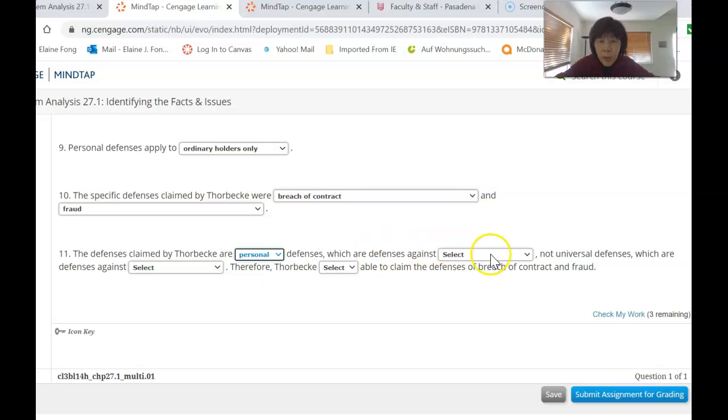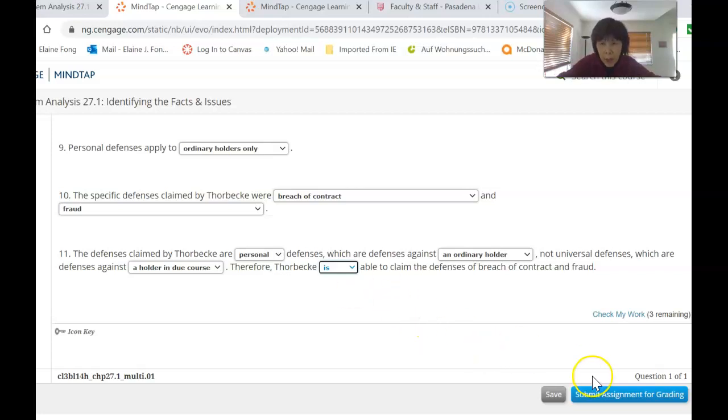All right, so these are defenses against ordinary holders. We just talked about that. Not universal defenses, which are defenses against all holders, including a holder in due course. Therefore, Thorbecke is or is not able to claim the defenses of breach of contract and fraud. I mean, he can claim them, but they will not be effective against the holder of this instrument. So that leaves him out of luck here. He's not going to be able to successfully raise or assert these defenses against the holder in due course.